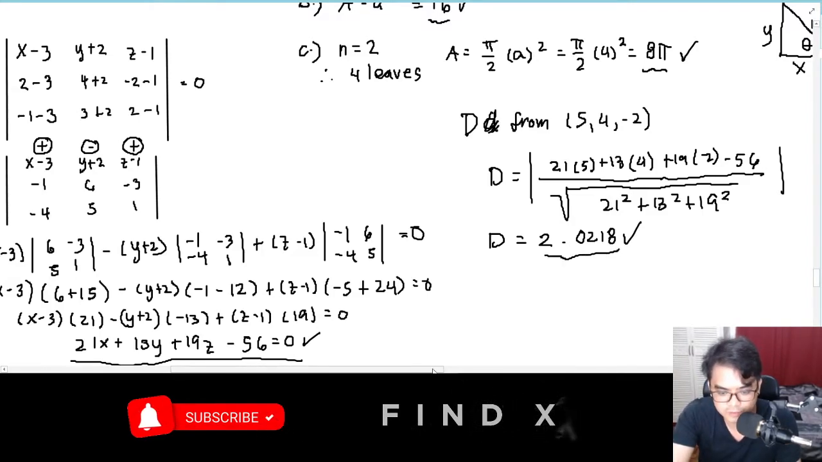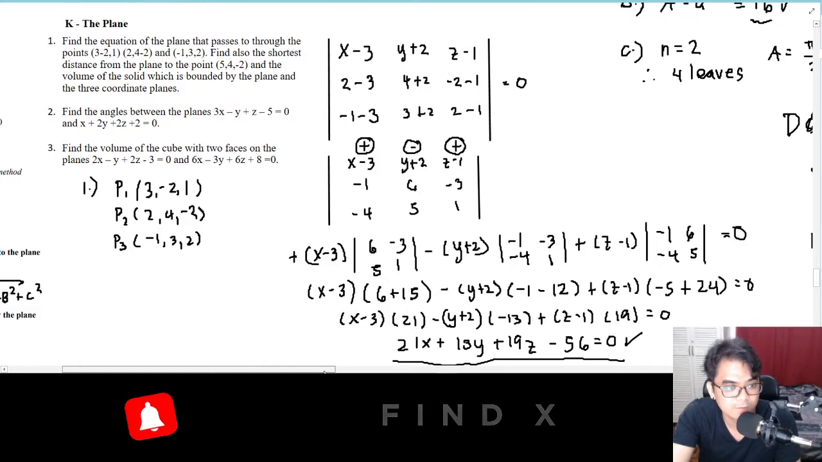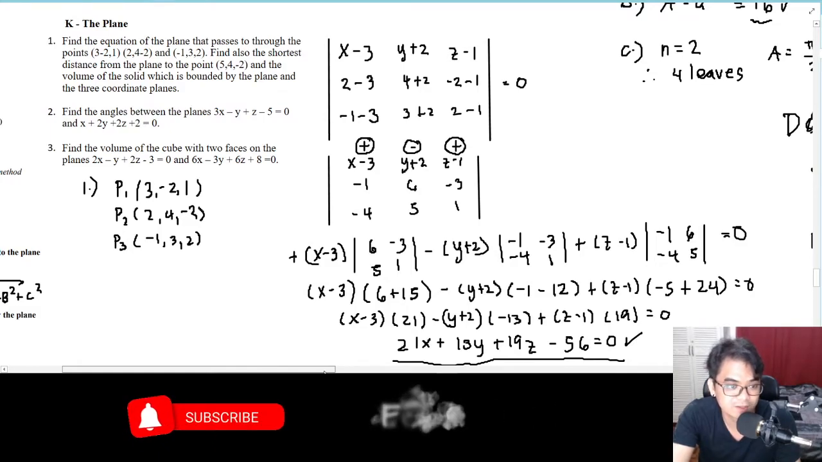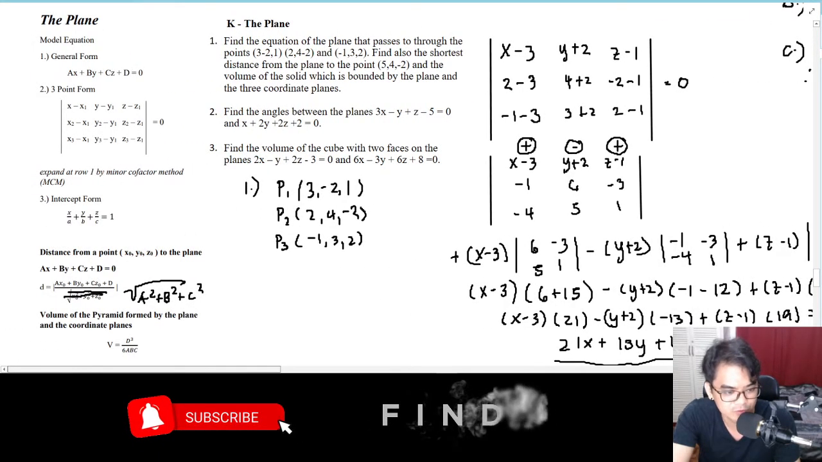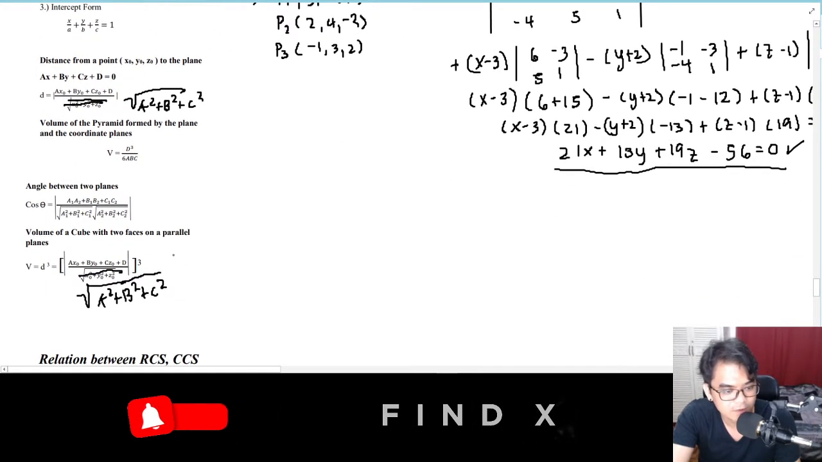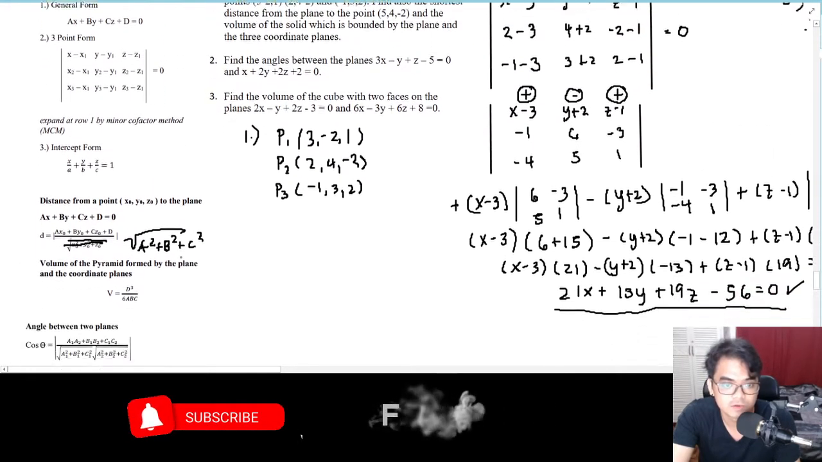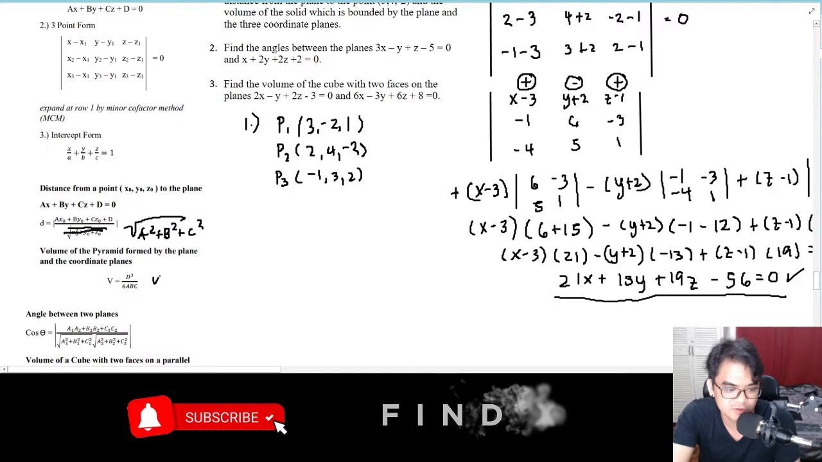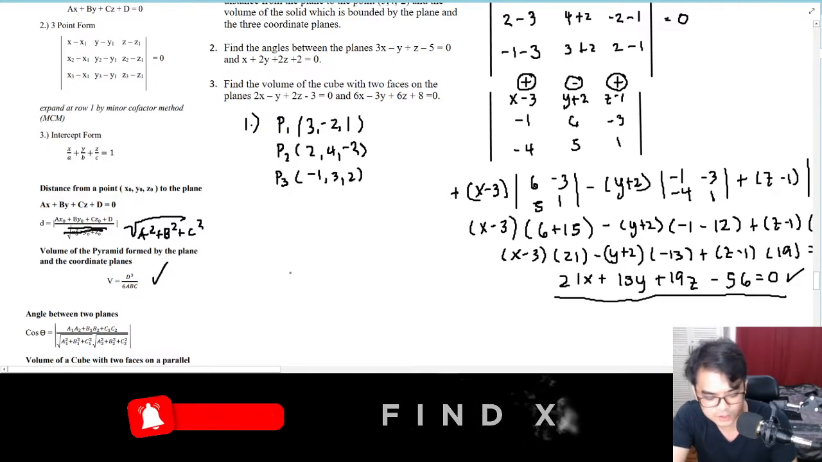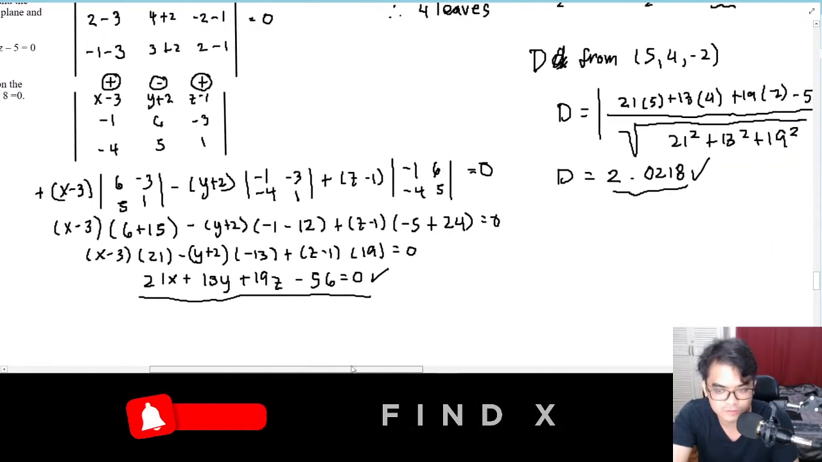I think there's another question for number 1, right? That is the volume of the solid which is bounded by the plane and the 3 coordinate planes. We already have a formula for that, I think. Volume of the solid, which is actually a pyramid. So this will become V is equal to D cubed all over 6ABC.